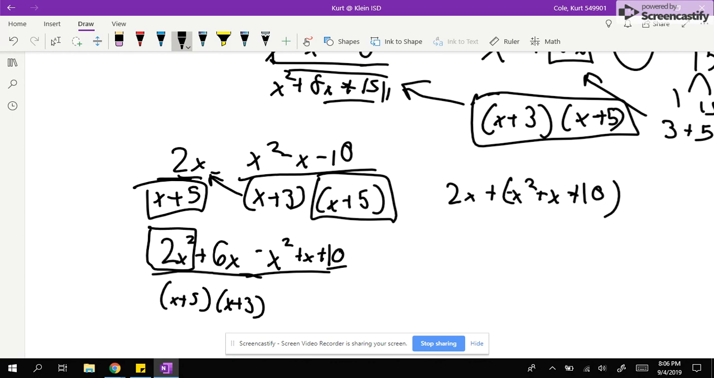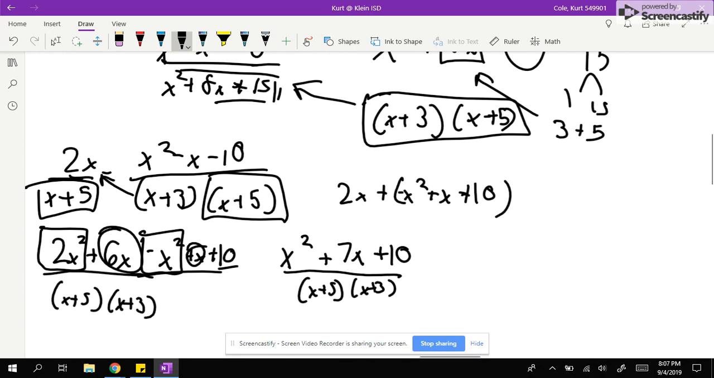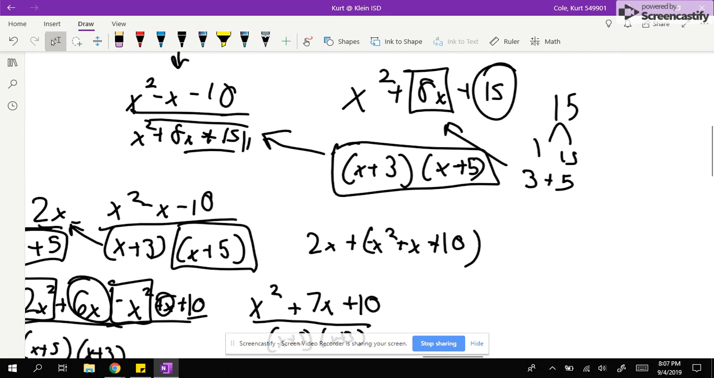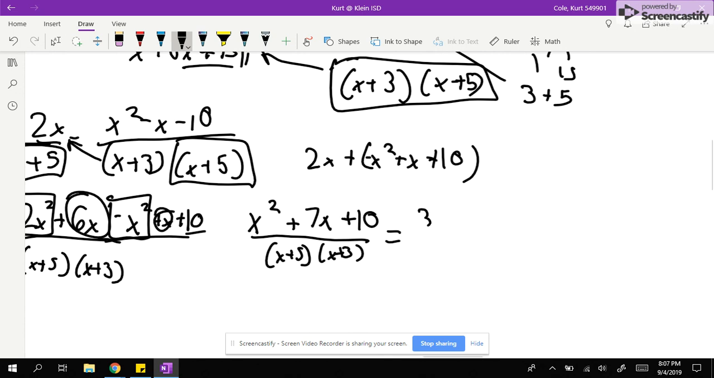So here we have a 2x squared and a negative x squared with 6x and an x. So if we were to combine terms, we'd get x squared plus 7x plus 10 all over x plus 5 times x plus 3. Next, we want to see if... actually, we'll work on the right side this time. So now, it's still equal to 3 over x plus 3.